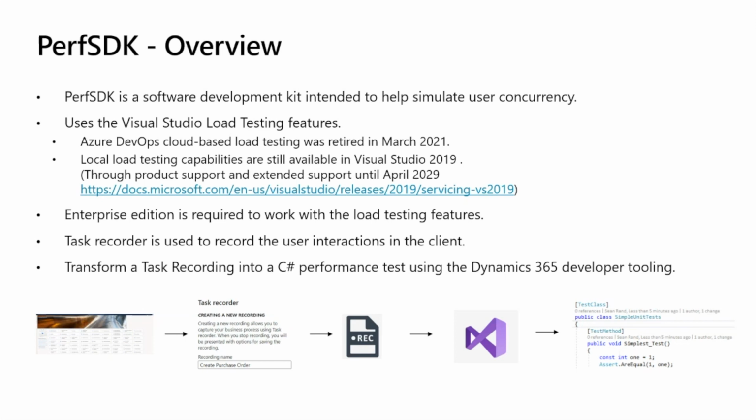To be able to edit load test configurations, it's also required to have the enterprise version of 2019. So if you deploy a tier 1 or a cloud hosted environment, make sure in the configuration settings of the deployment, you select the enterprise version of Visual Studio. To record user actions, we're using the task recorder to create the recordings, and by using the Finance and Operations app developer tooling, we can transform those recordings into C# tests.